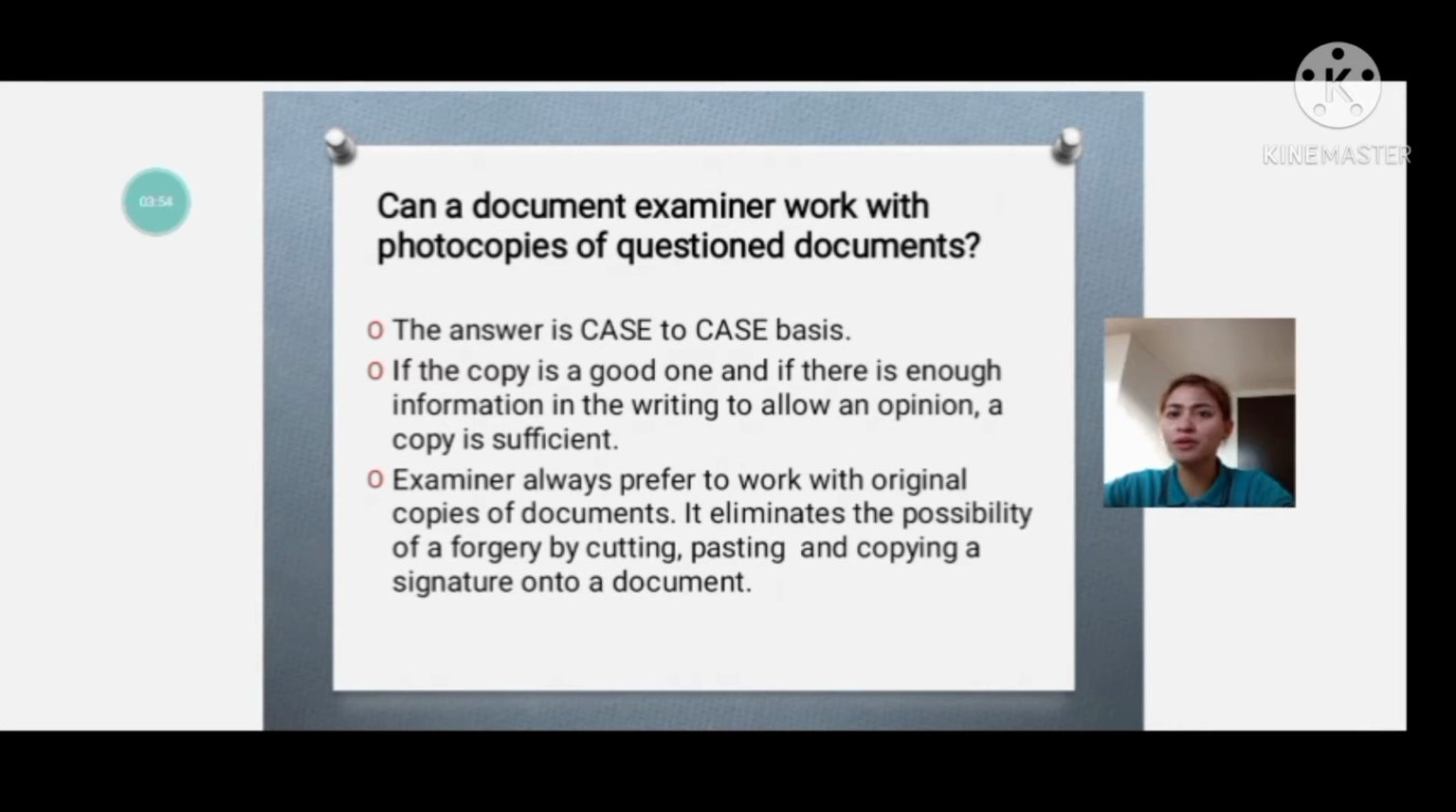Can a document examiner work with photocopies of questioned documents? The answer is case-to-case basis. If the copy is a good one and there is enough information in the writing to allow an opinion, a copy is sufficient. Examiners always prefer to work with original documents. It eliminates the possibility of forgery by cutting, pasting, copying, and transferring a signature onto a document.